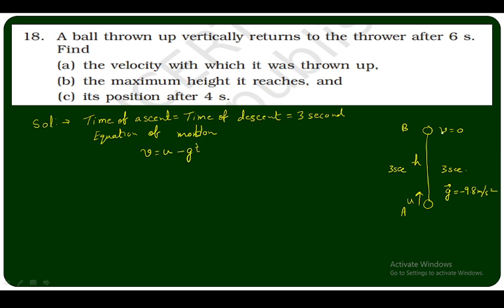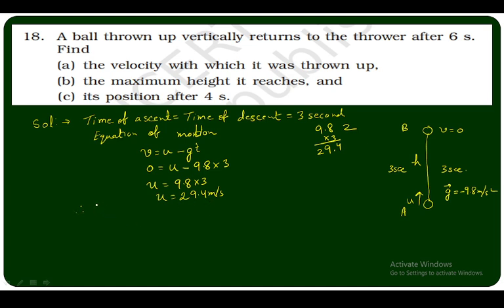What is the value of v? v is 0. We have to find the value of u. g is 9.8, and the time it takes from A to B is 3 seconds. Therefore, we are getting u is equal to 9.8 into 3. If we multiply 9.8 into 3, we get u is equal to 29.4 meter per second.